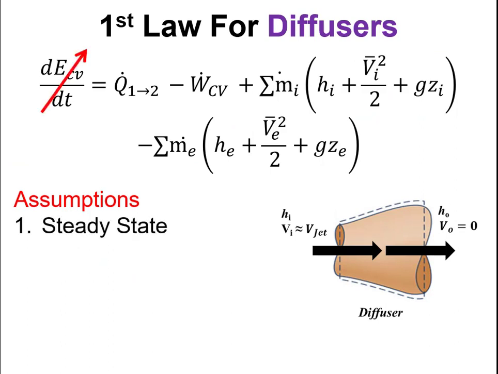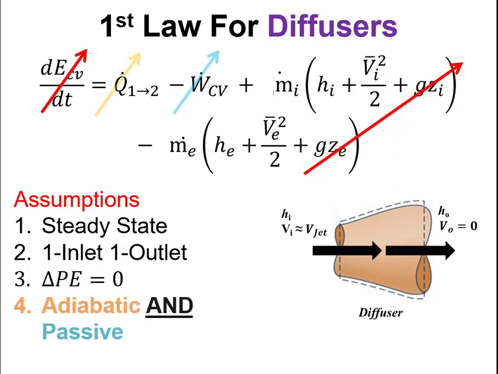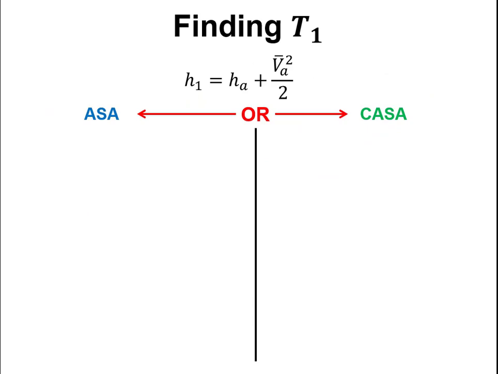Our first law looks like this. We'll assume steady state, that it's one inlet and one outlet in our diffuser, that the change in potential energy is 0, that the diffuser is both adiabatic and passive, so it's well insulated and it's not generating or consuming power. And we'll assume that the velocity at the exit of the diffuser, so the velocity inside of our engine, is 0, or that the kinetic energy is no longer important inside of our engine. So now we can find the temperature at state 1.